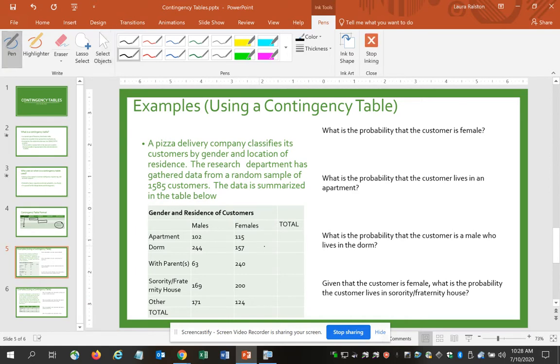And then in our columns, we have gender. Now here again, we could have put males or females as our rows and the residents. Okay, it doesn't matter. But again, the first thing you want to do is make sure that you pay attention to how the table is set up.